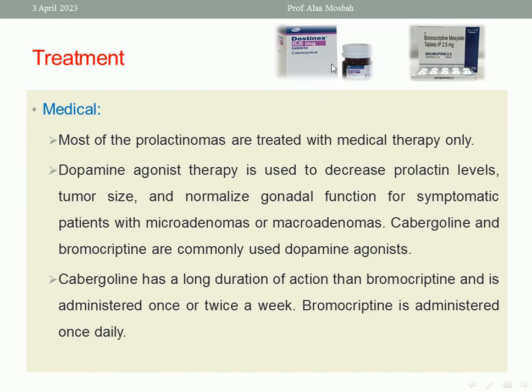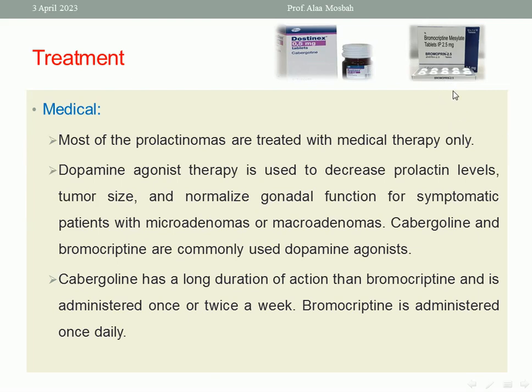It has a longer duration of action, so it is given once or twice a week. And it has lesser side effects than the other dopamine agonist, bromocriptine, 2.5 milligram per tablet, given daily. Bromocriptine has more side effects and a shorter duration of action. Longer duration of action is cabergoline. Lesser side effects, better tolerated by the patient. So cabergoline is the better and more effective treatment than bromocriptine. Bromocriptine is not tolerable by many patients because of the many side effects.